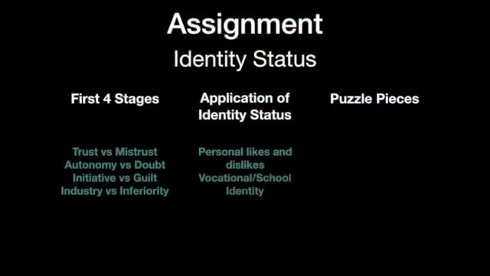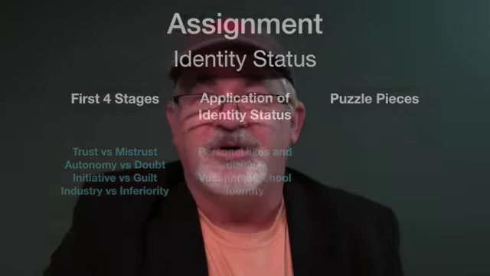So I'm asking you to document some likes and dislikes that you have and how they came about through the process of this theory. The second thing I want you to look at is your vocational and school identity. I ask people what they want to be when they grow up. Why are you at KV? I've always wanted to be a nurse.